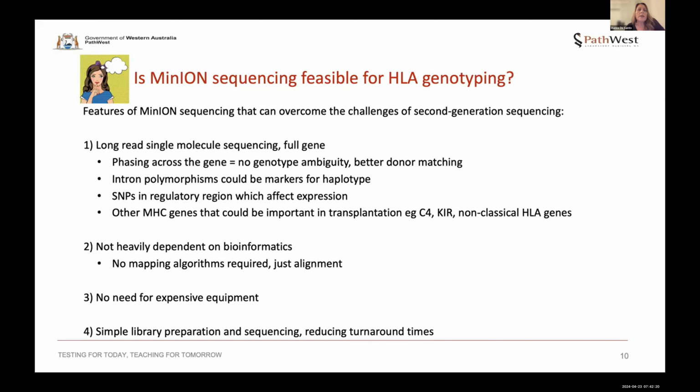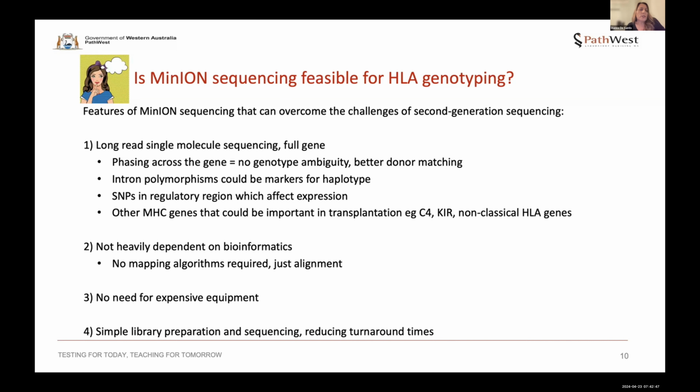So we know it was long-read single-molecule sequencing, so we're able to sequence the full gene, and this allowed us to phase across the gene and therefore reduce genotyping ambiguity, and maybe that led to better donor matching. We could sequence intron polymorphisms that could be markers for haplotypes, SNPs in regulatory regions which could affect expression, and other MHC genes that could be important in transplantation.